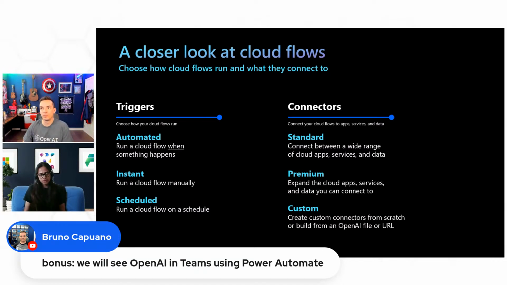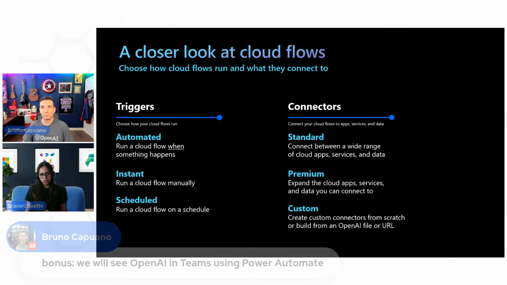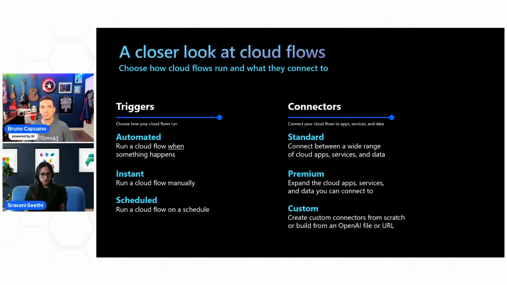Instant, or button click. So either you click a button in Power Automate or you click a button in Power Apps. Either way, you can trigger a flow. And scheduled, as the name suggests, you schedule a flow to run once a day, once a week, twice a month, whatever your schedule is. So the trigger determines when the flow starts, and then the actions follow within the cloud flow.